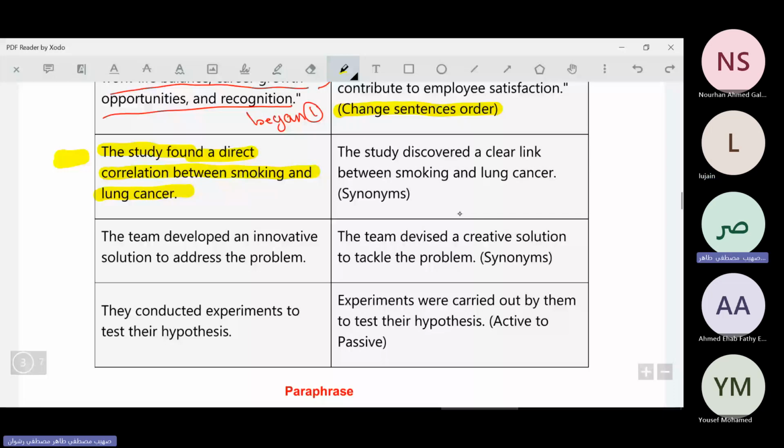Okay, here we need to change some words using synonyms. I said the study instead of found. What did I use, Rujain? A clear link, I said instead of direct correlation, and discovered instead of found. And instead of direct correlation, we said clear link between smoking and lung cancer. Okay. Number three, go on reading, Eugene.